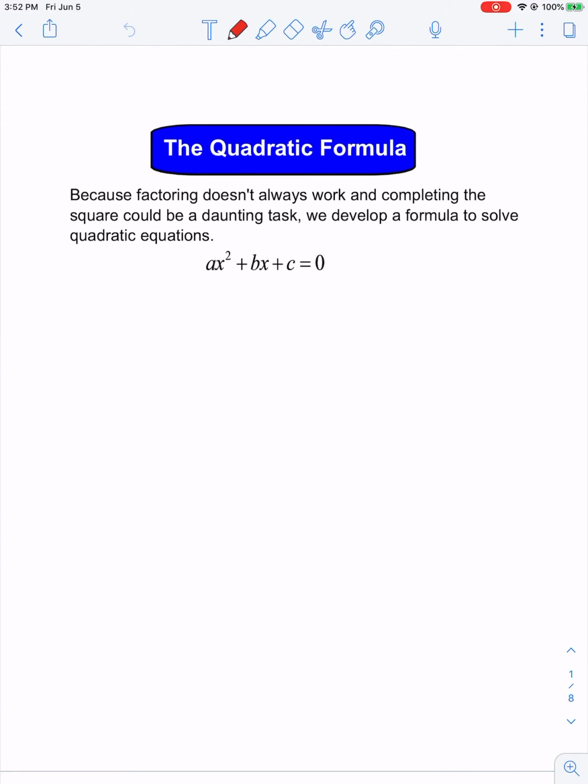Factoring doesn't always work, but completing the square does always work. Though there's a formula that's been developed to solve any quadratic equation that is in standard form. So once you get it into standard form, ax squared plus bx plus c equals 0, instead of going through the process of completing the square every single time, there's a formula that's been developed that does that whole process for you all at once.